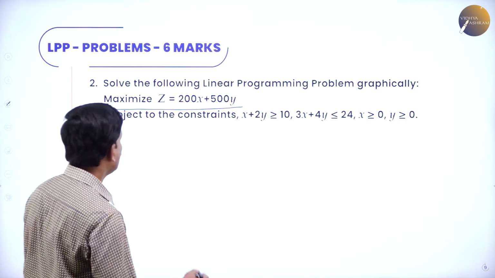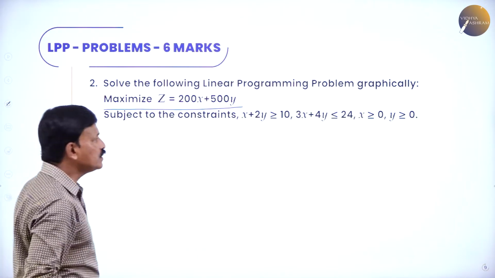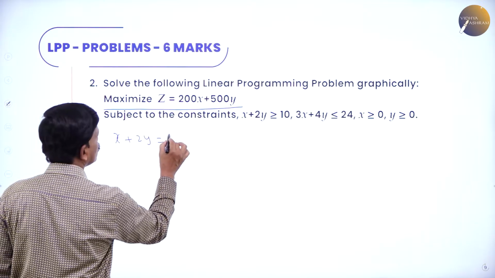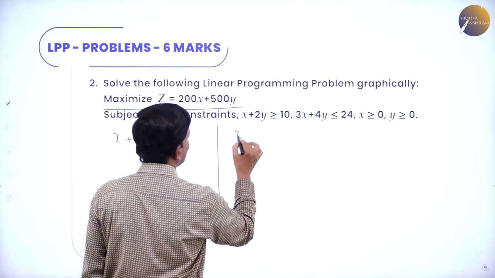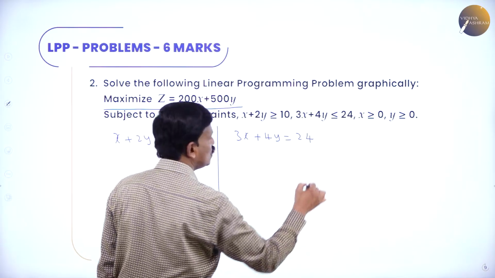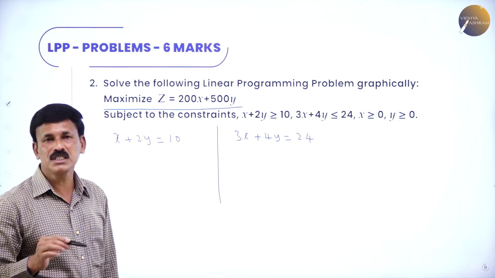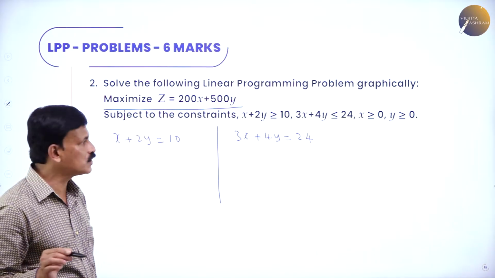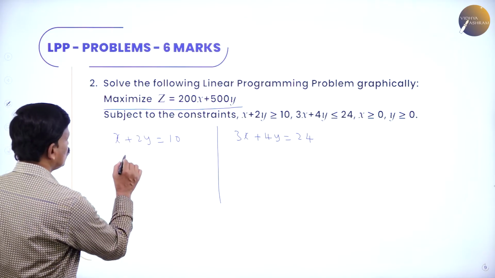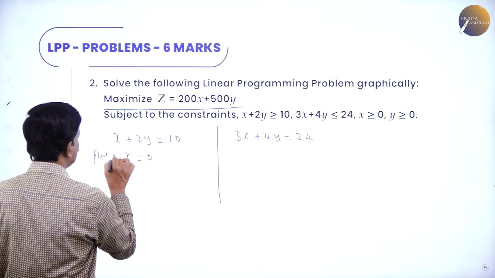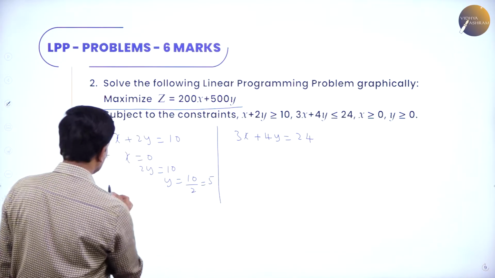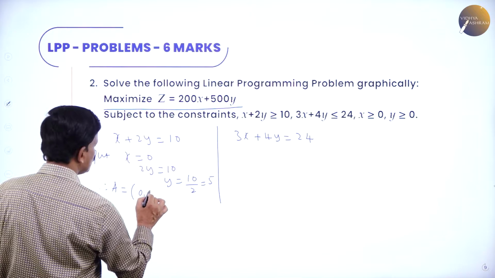Non-negative restrictions. Now, let us convert these inequalities into equalities. So this can be written as x plus 2y is equal to 10, the first line, and the second line, 3x plus 4y less than or equal to 24, can be written as equal to 24. The first step is to convert the inequalities into equalities. Now put x is equal to 0. Then you will get 2y is equal to 10, y is equal to 10 by 2, which is 5. Therefore, the first point A is 0, 5.